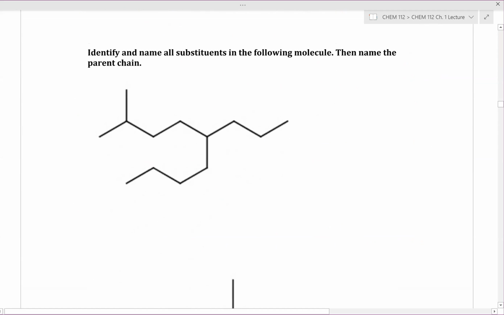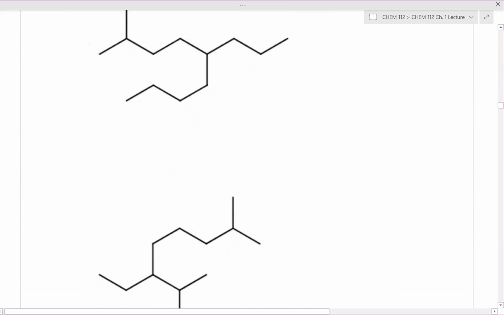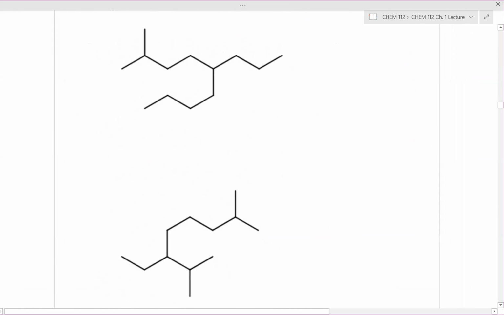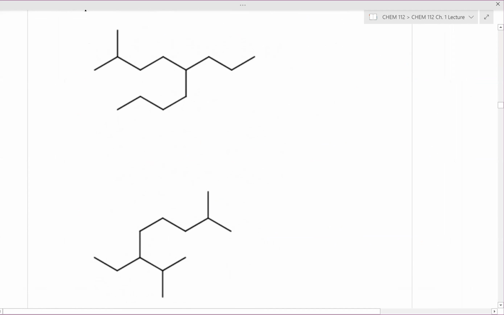So our goal, and really practice does make perfect, is to identify and name all substituents in the following molecule, and then name the parent chain. So there are 2 examples to work with on this page. Let me zoom out so we can see both of them. Let's try to work on both of these examples, and we'll come together to discuss in about 5 minutes. Don't be shy to share your ideas with your partner as well.